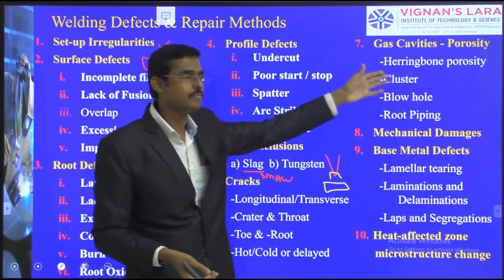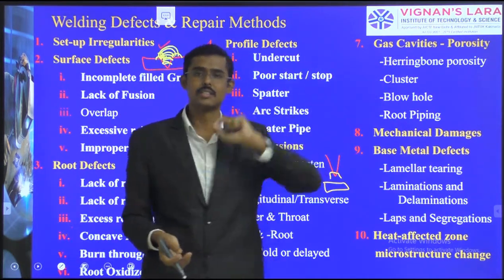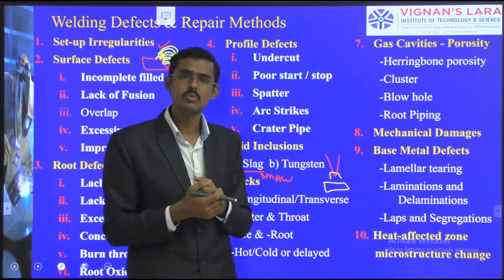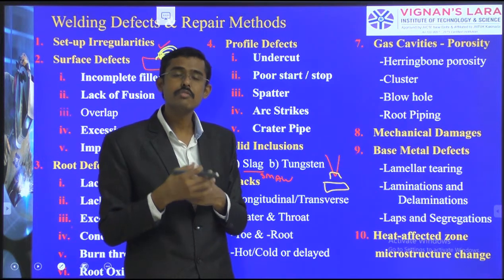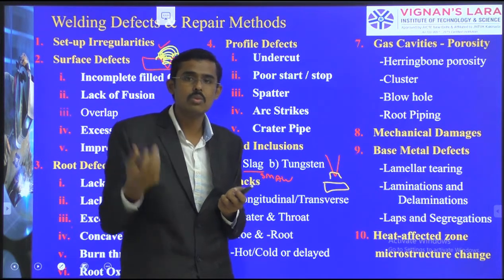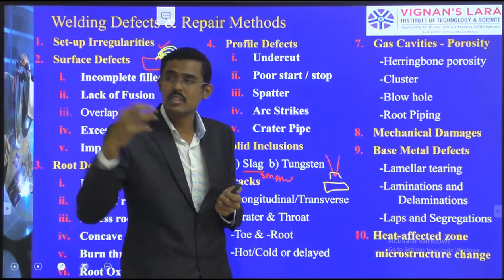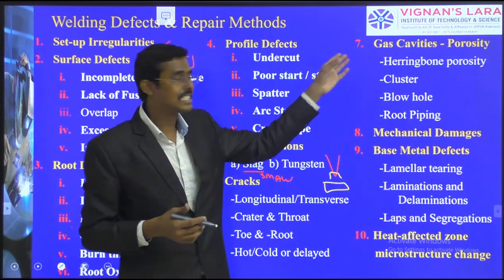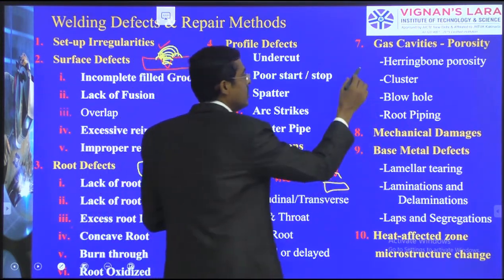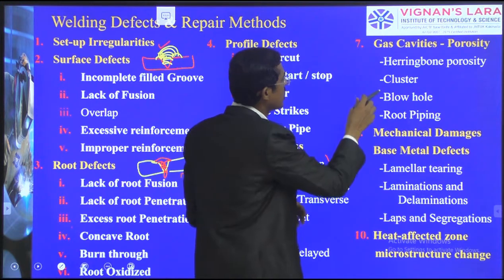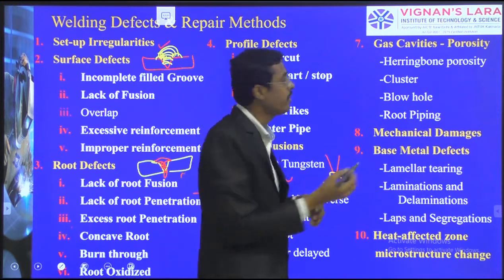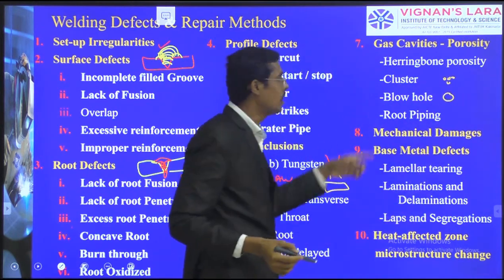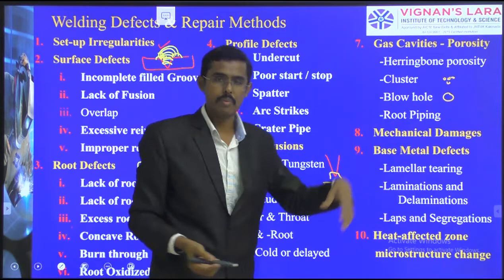And then at last I am coming to the gas cavities. So we are using shielding gases, like CO2, in the SMAW process. If the shielding is not possible, or there is hydrogen embrittlement with respect to atmospheric involvement, then gas evolution will happen in this type of defects, such as herringbone porosity and clustered porosity. Maybe if it is small, then we call it a cluster. If it is a large one, then we call it a blowhole, or root piping.